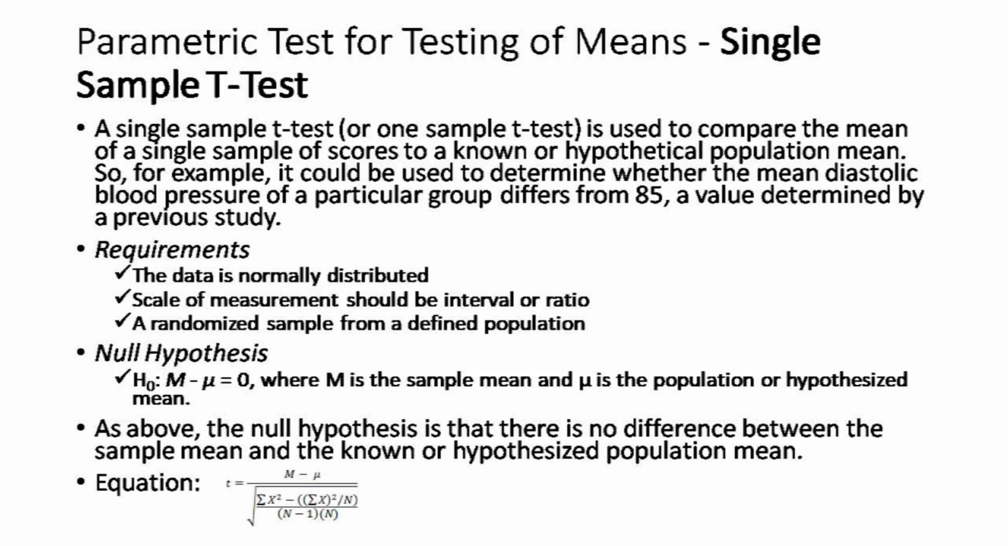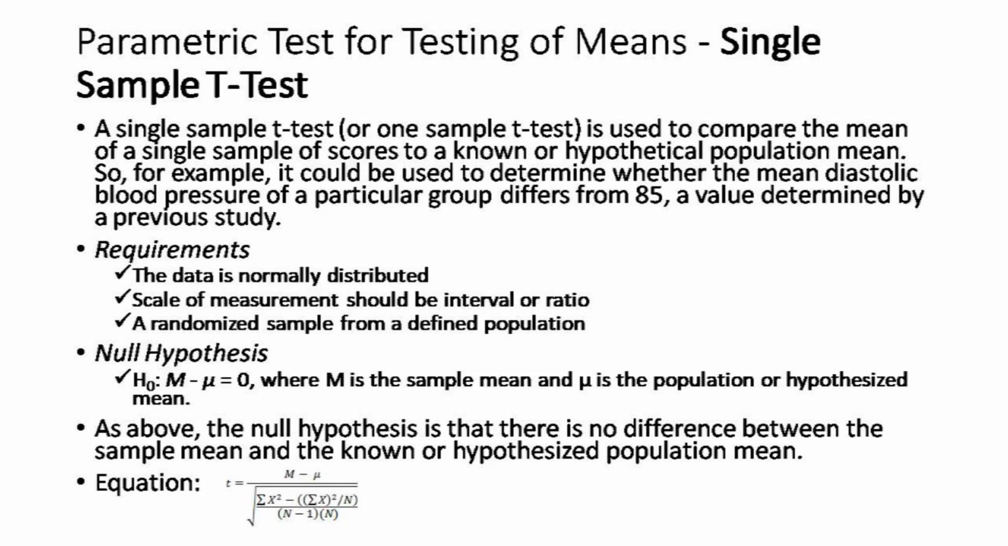M is the sample mean. So if we write the sample mean as x bar, our t statistic becomes x bar minus mu divided by s by under root n, where s is the sample standard deviation.